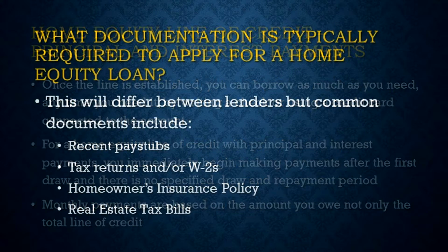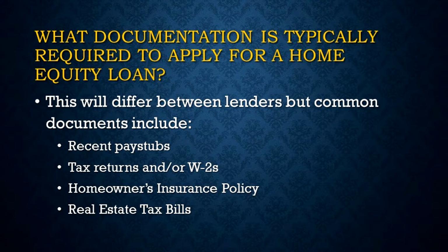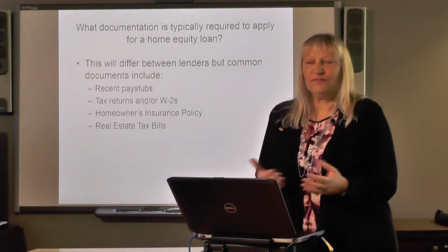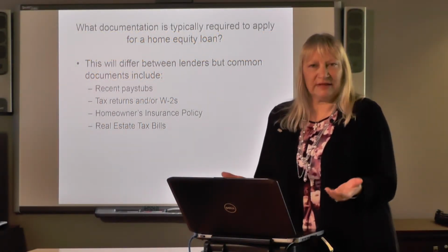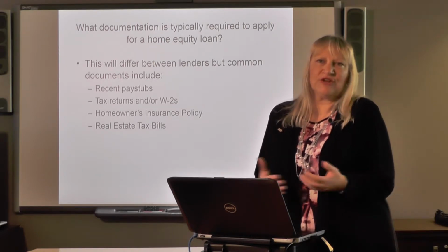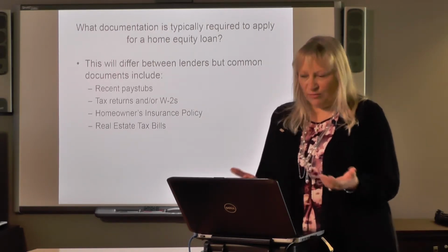What documentation is typically required to apply for a home equity loan? This differs among lenders, but the common documents that are needed is a current pay stub, your last couple of years of W-2s. If you're self-employed, we may need your last 2 years' tax returns, the full tax returns, a homeowner's policy, and a recent real estate tax bill. And this just shows that your taxes are current and your home is insured.